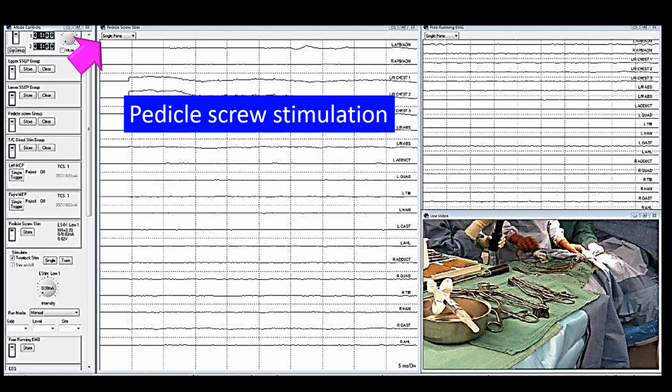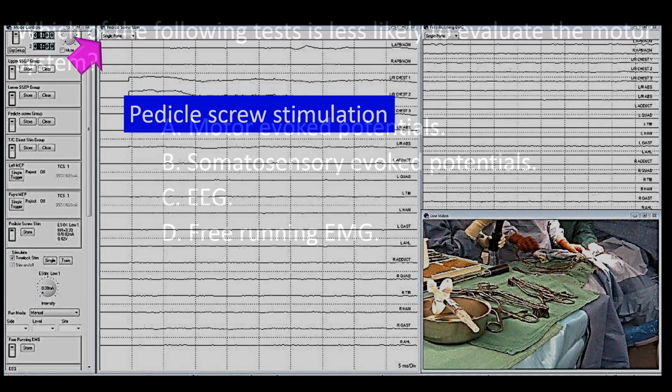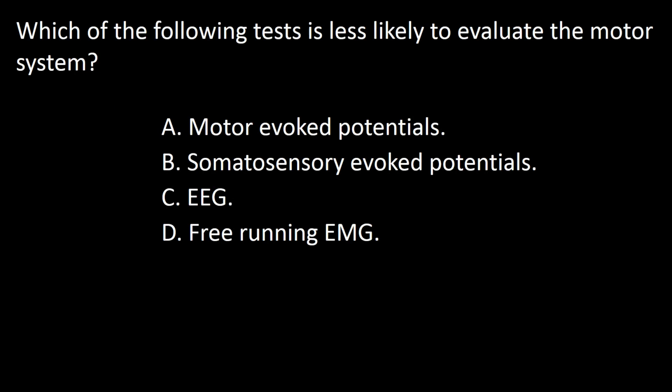This panel is also used during monitoring of the drilling and pedicle implantation. So the answer to this question is B.